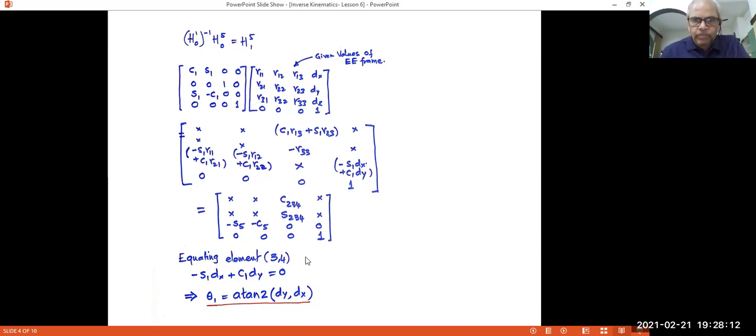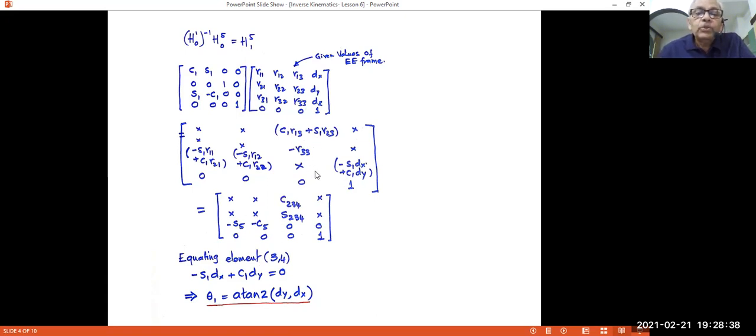So straight away from the comparison of these two, we get the joint variable theta 1. Also, if theta 1 is known, these numbers should be known to us, and the corresponding elements here are S5 and C5. Therefore, atan2 of this comma this, or minus of this comma minus of this, will give us theta 5.